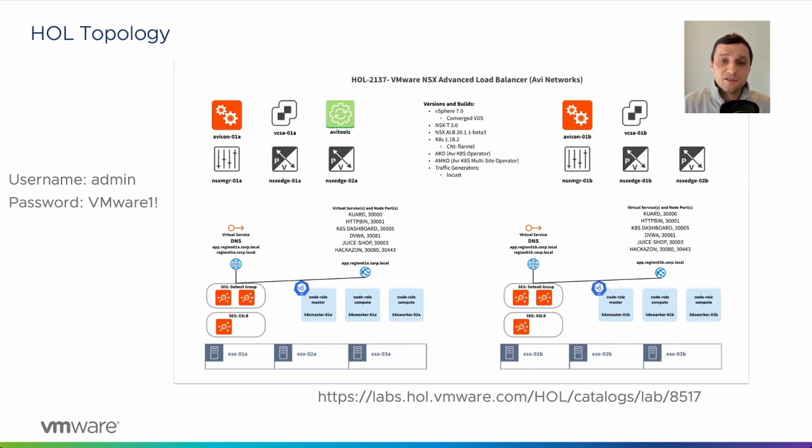And this is our topology. You see we have two sites. I'm only going to be leveraging the one site, so only the AVI controller 01A. And in this, I have some web servers I'll be using, and I'll provide those IPs as I go.